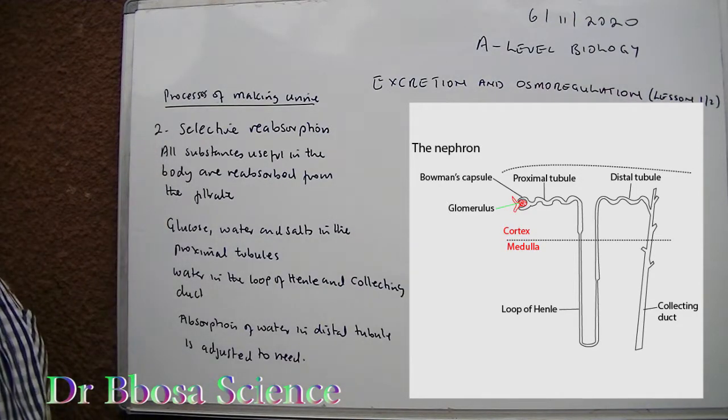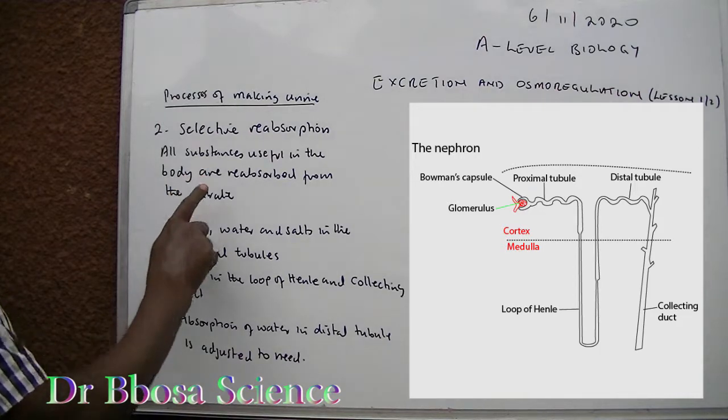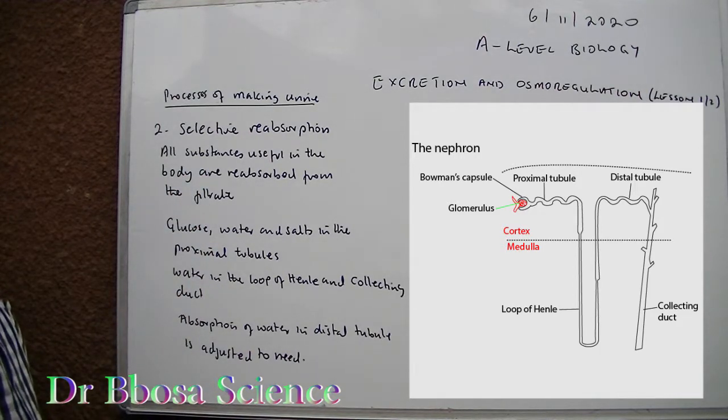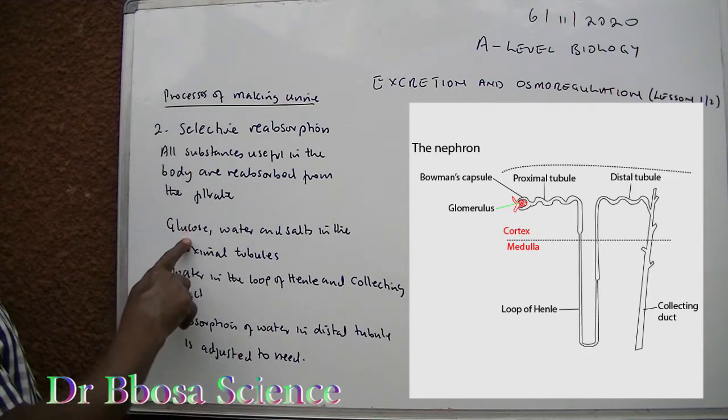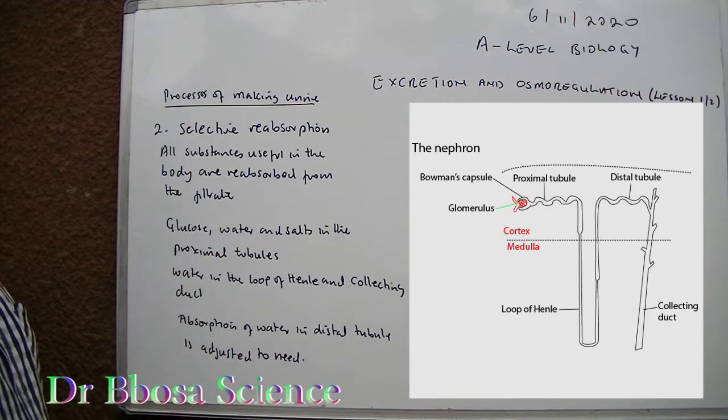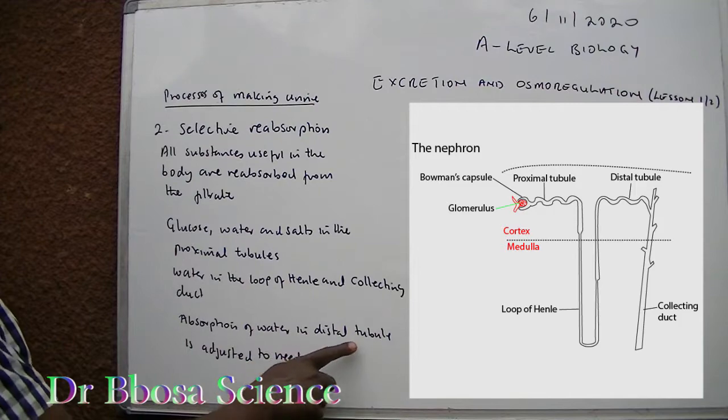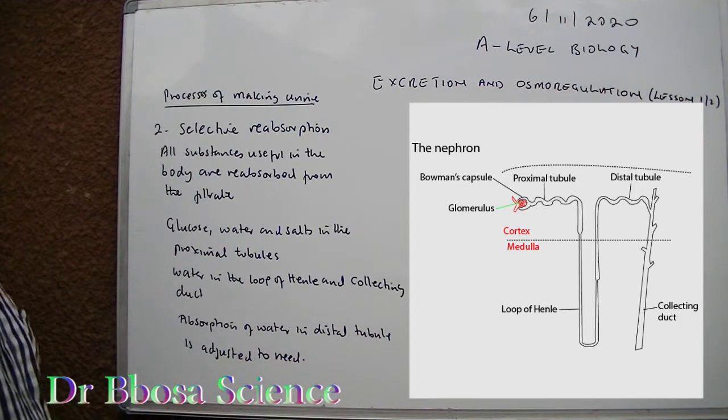Two, selective reabsorption. All substances useful in the body are reabsorbed from the filtrate. Glucose, water, and salts are absorbed in the proximal tubule. Water is mainly absorbed in the loop of Henle and collecting duct, while reabsorption of water in the distal tubule is adjusted according to need.